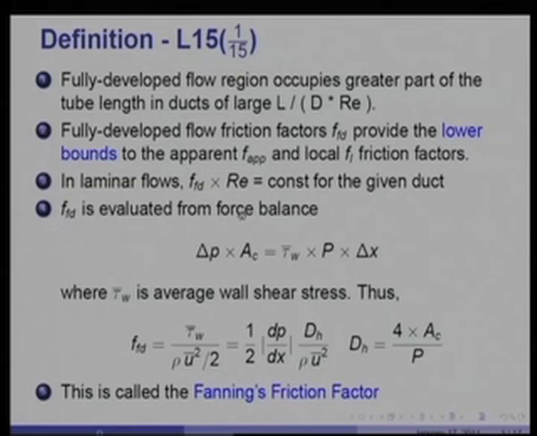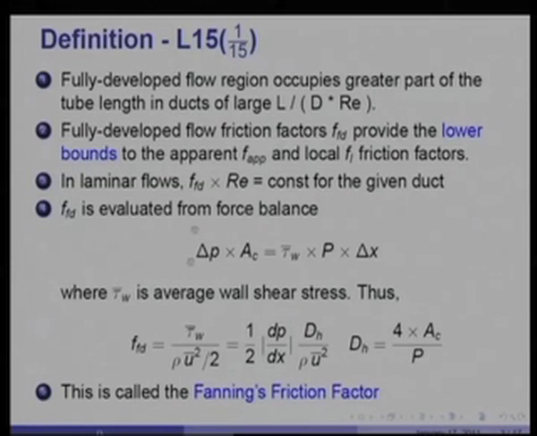How is fully developed flow friction factor evaluated? It is simply from force balance over an axial distance delta x of the tube. So, the pressure drop over length delta x multiplied by the area of cross section of the duct equals the shear stress at the periphery of a cross section multiplied by the perimeter multiplied by delta x. Tau wall bar is the averaged shear stress.